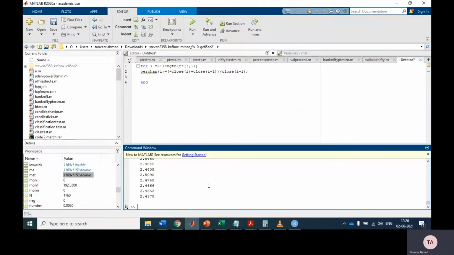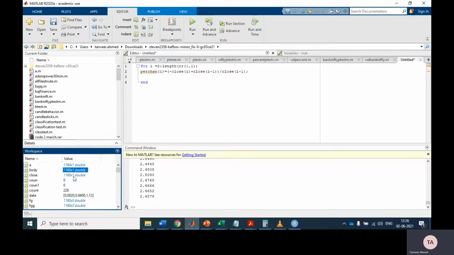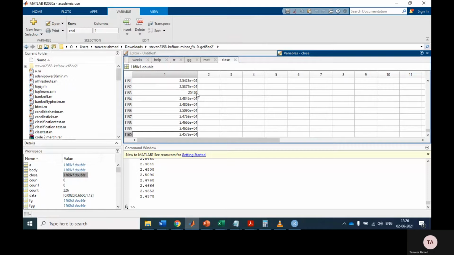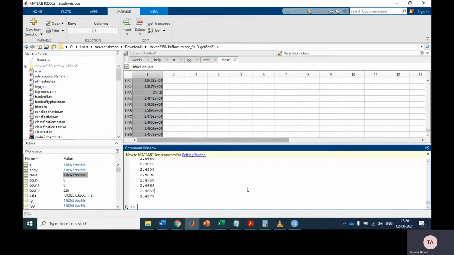So let me show you the close values. Let me go to the close column. So these are all the closing values of Bank Nifty, 30 minutes. So I have 1160 rows. Now let me check the distribution of the closing price of Bank Nifty. To do that, I just type histogram of close. Let me pass the number of bins as 50.